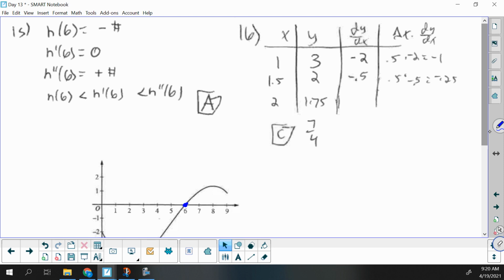In 16, sub in your 1, 3 to the differential equation, you get -2. If they're equal steps, they have to each be a half, so multiply that by the half, and you get -1. The -1 gets applied to that current y value, which now gives us 2. Sub in the 1.5 and 2 to your differential equation, you get -0.5. Multiply that by your step of 0.5 to get -0.25. Apply that to the previous y value, and we get 1.75, but they just have that written as 7/4.